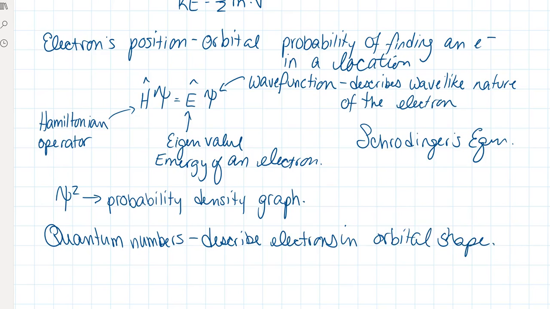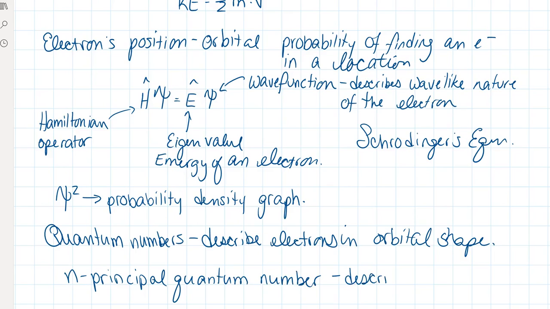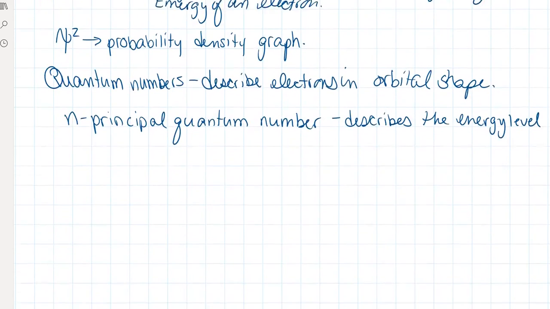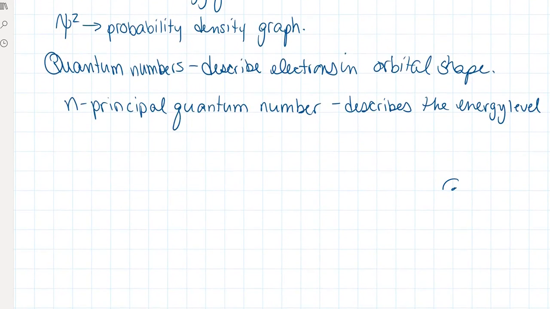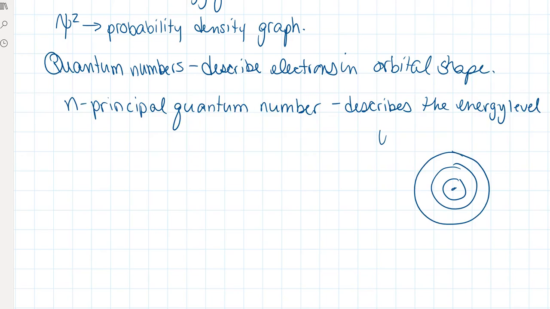There are a few that we look at. The first one is the quantum number n, which is the principal quantum number. What this does is it describes the energy level. If I were to take a look at the Bohr model of the atom, you can think about it like the principal quantum number is which ring the electron is in, or which orbital the electron is in around the atom.